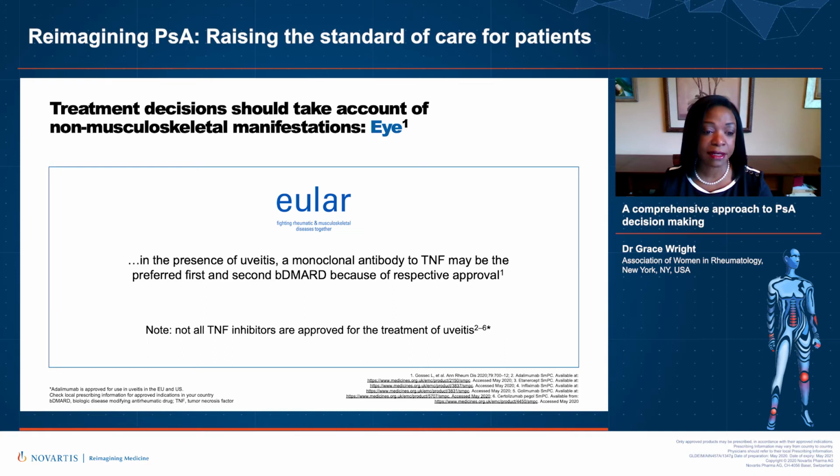And we understand that uveitis is one of those areas that can impact our patients. And the recommendation per EULAR is that in the presence of uveitis, a monoclonal antibody to TNF may be the preferred first and second by a DMARD because of the approvals obtained for those agents. And again, not all TNF inhibitors are approved for the treatment of uveitis.